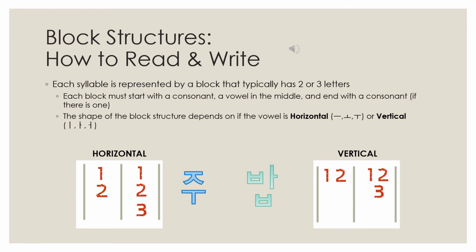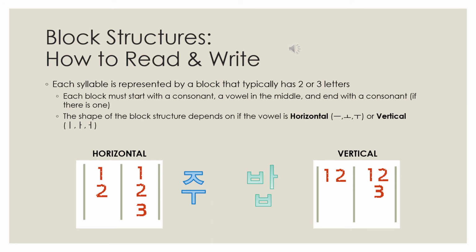Now that we've gone through consonants, vowels, and diphthongs, now we get into the real meat and potatoes of this issue, block structures. These are very important if you want to be able to read and write Korean. So the basics are each syllable is represented by a block that typically has 2 or 3 letters. They are read left to right, top to bottom. Each block must start with a consonant, have a vowel in the middle, and end with a consonant if there is one.